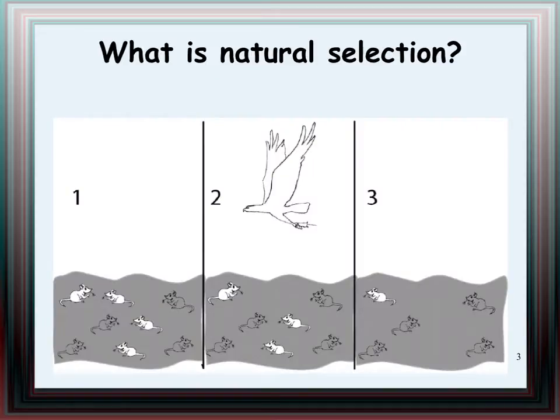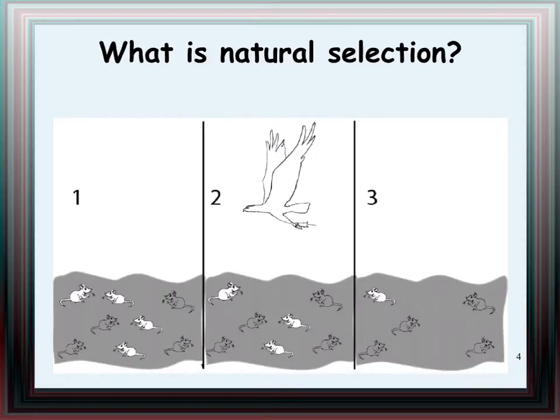So what is natural selection? This is the process by which organisms that are better adapted to their environment survive and breed, whilst those less well adapted fail to do so. So here you can see mice that are not camouflaged will be eaten, whilst the camouflaged mice will be able to breed.